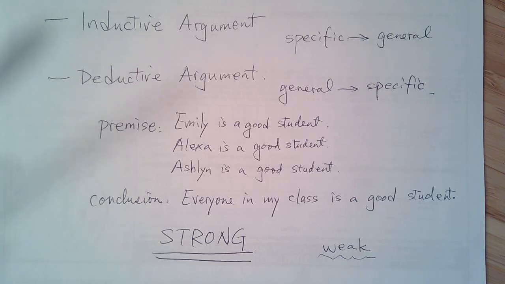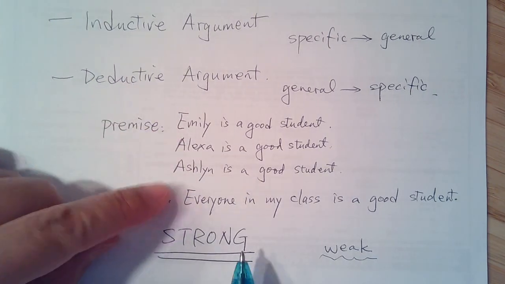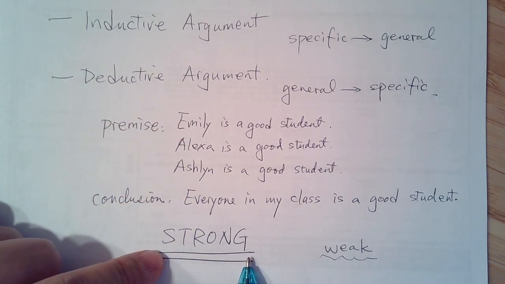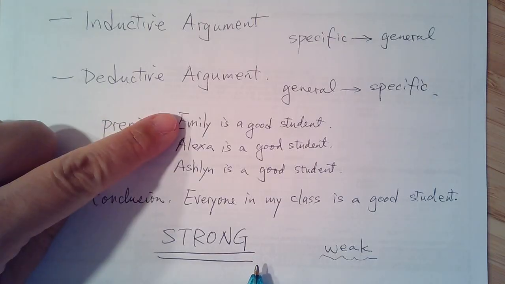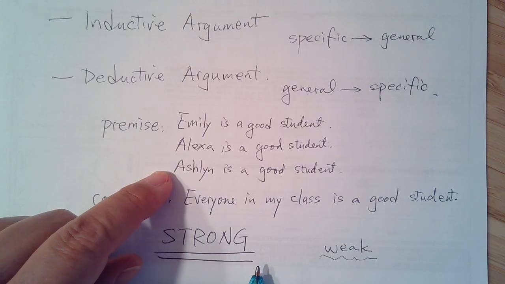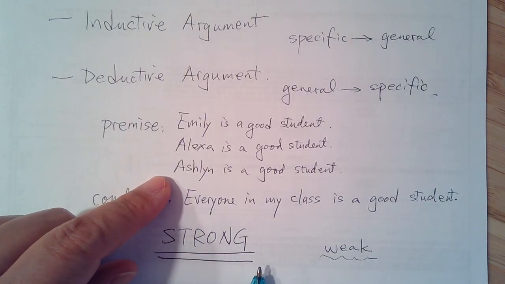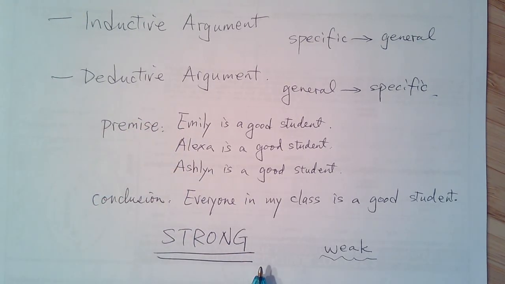How can you tell whether this is a strong inductive argument? First of all, you look at the sample size. 1, 2, 3, only 3. This is the sample size. Sample size is 3. Is this sample large? Well, it depends. If my class only has 5 students, then this is a pretty good sample. If I have like 5,000 students, then 3 is not a good sample. So this sample might not represent the general case.